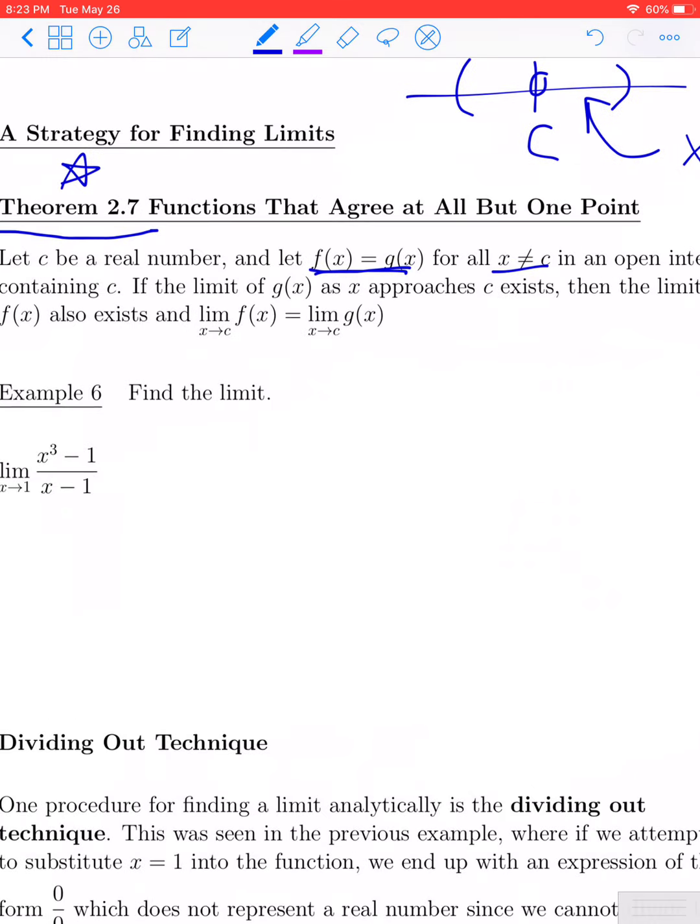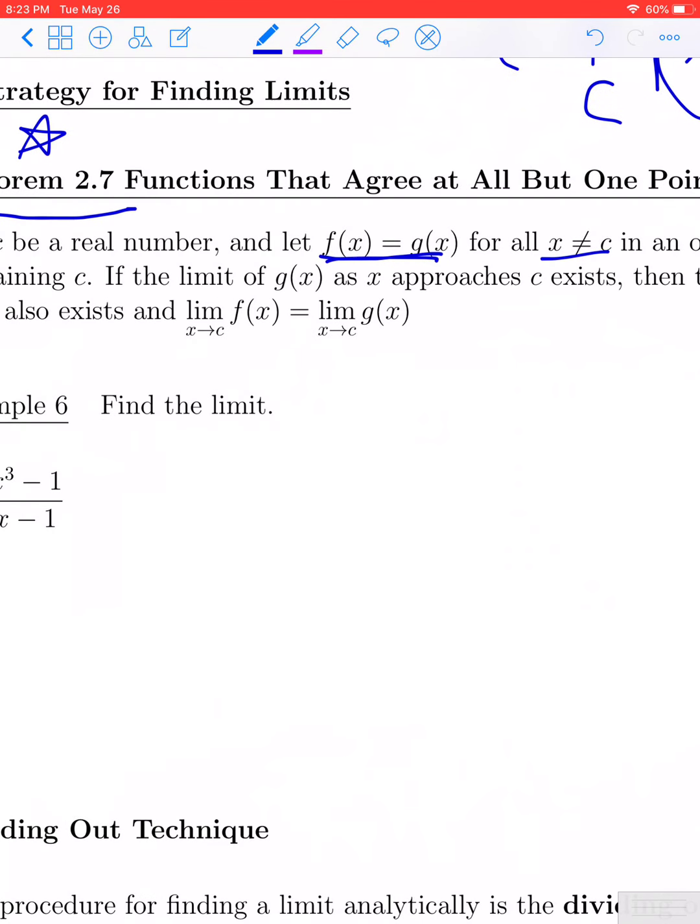If that's the case, and let's suppose further that the limit of g of x as x approaches c exists, then it's also true that the limit as x approaches c of f of x not only exists, but is equal to that limit as x approaches c of g of x. And intuitively, this should make sense and agrees with what we talked about a moment ago. If f of x is equal to g of x at all values of x except for x equals c, then if this limit exists, this limit should exist as well and have the same value.